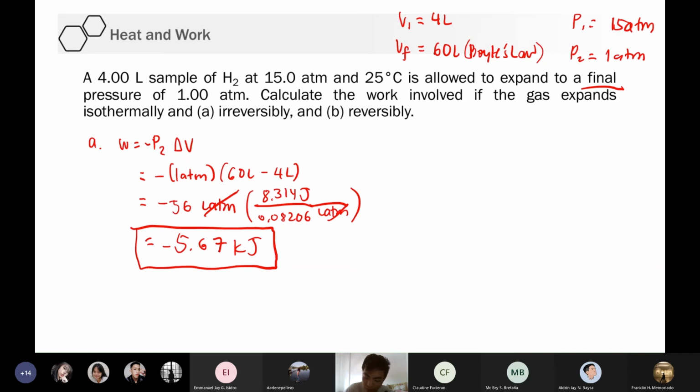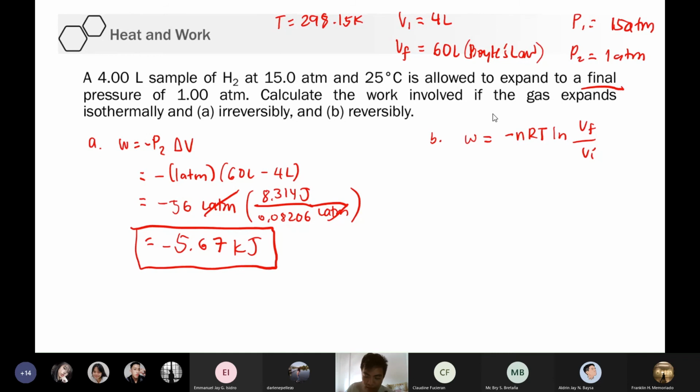How about reversibly? Letter B, reversibly. W equals negative nRT ln Vf over Vi, tayo dyan, diba? Now, R is given, 8.314 yon. Temperature is 298 Kelvin. 0.15. Sama natin yung 0.15 para di siya malungkot. Yung final initial volume, nakuha na natin.